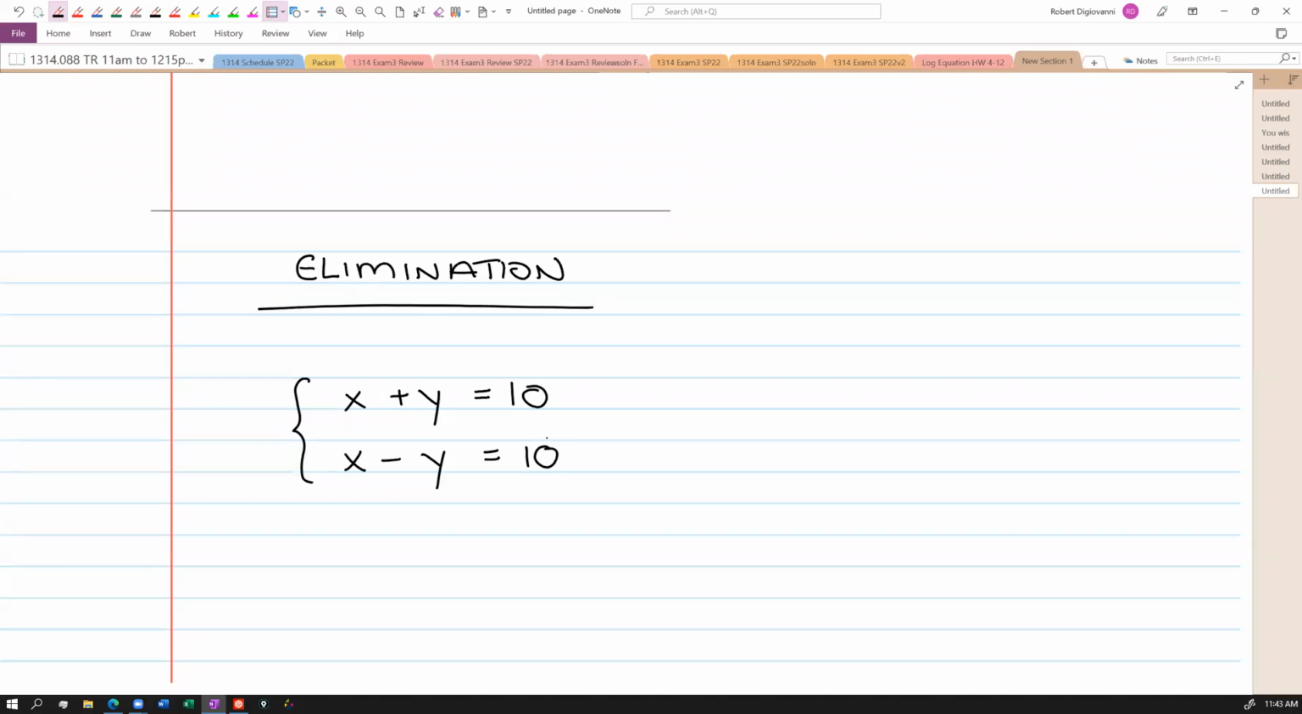Make sure that first you have your x's first, then your y's, then your equal, then your numbers. You've got to have everything in the correct order. X's first, then the y's, then the equal, then the number, which we have.